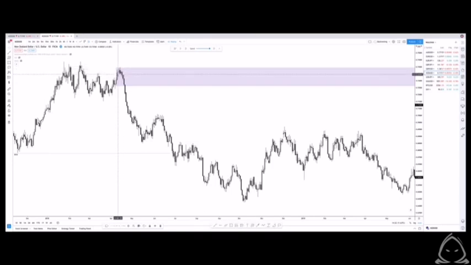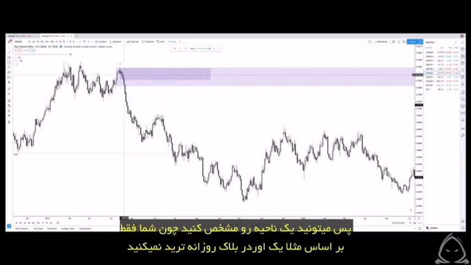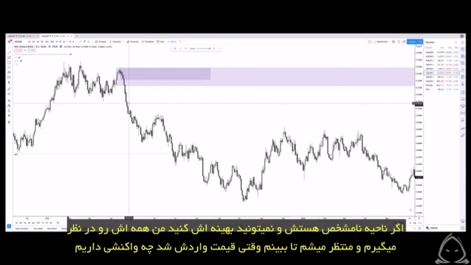of area here. They're not the cleanest. I actually used this one here. But again, you could just grab, because these are areas of interest, right? So you can just grab an area, because obviously you're not trading solely off of a daily order block. So if it's messy and you can't refine it, what I'll do is I'll grab the area and see what price does when we enter this area.